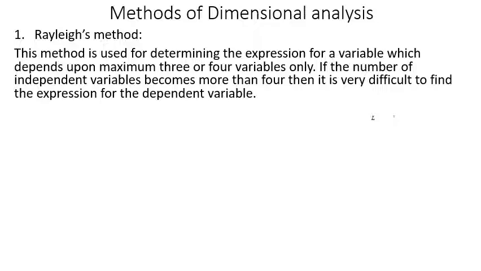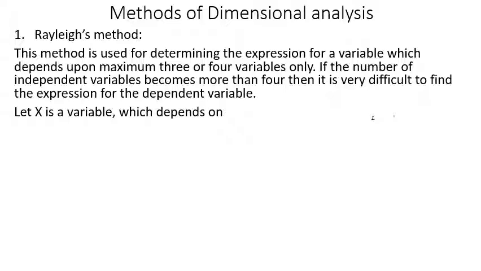Rayleigh's method is used to determine an expression for a variable which depends upon a maximum of 3 or 4 variables only. If the number of independent variables becomes more than 4, then it is very difficult to find an expression for the dependent variable.